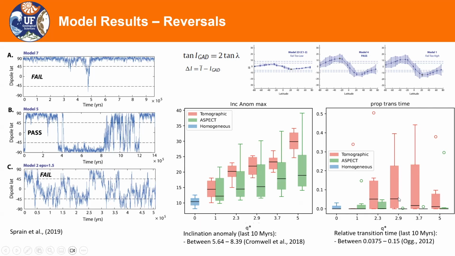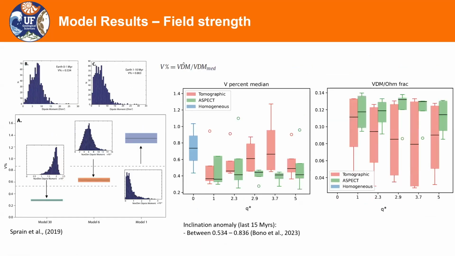We can once again see the differences. Most of the aspect models stay at or close to zero, which basically tells us that way fewer models using aspect boundary conditions reverse compared to a tomographic boundary condition.